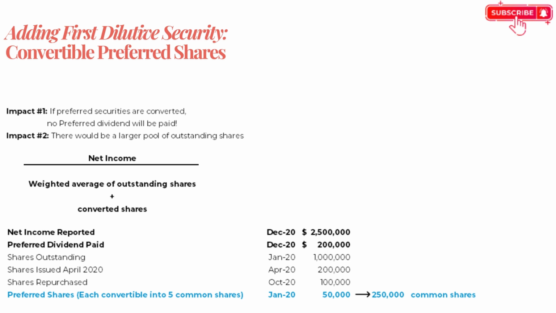So if the preferred shares, the data tells us that each convertible share can turn into 5 common shares, and that there's 50,000 preferred shares. That means that if they're all converted, we would have an additional 250,000 common shares.